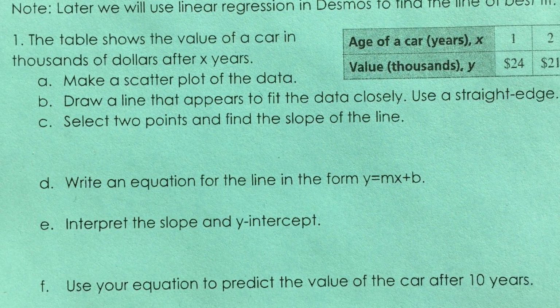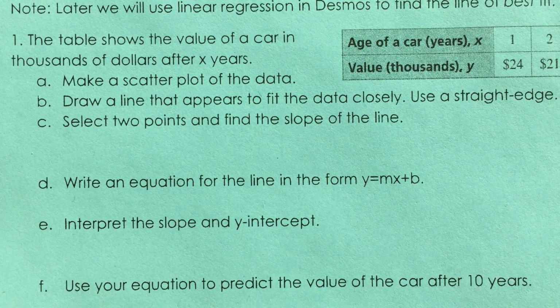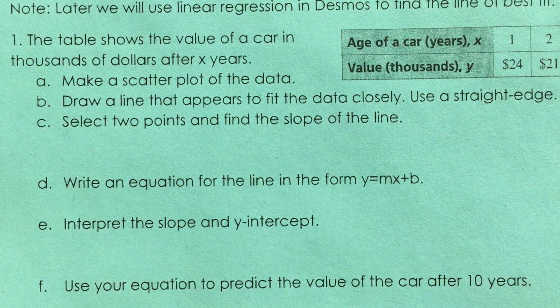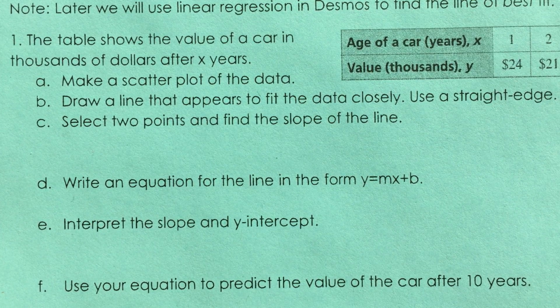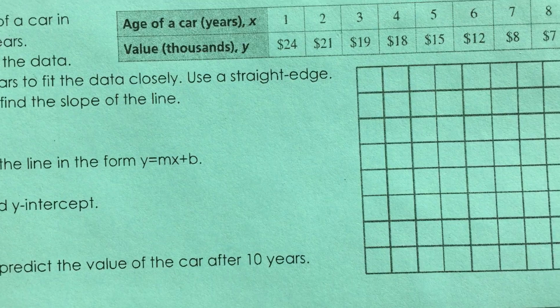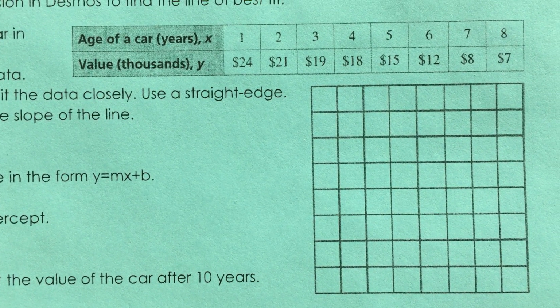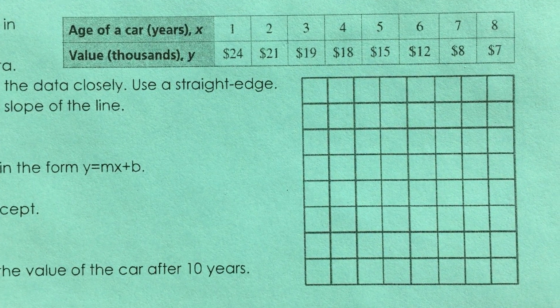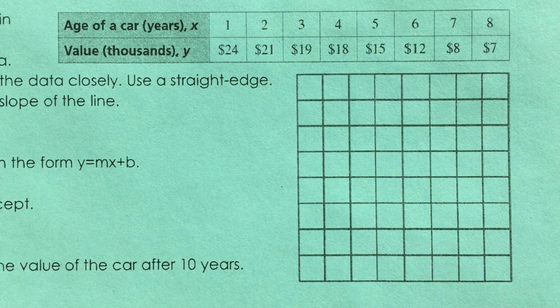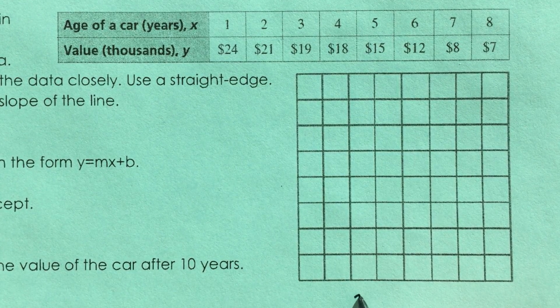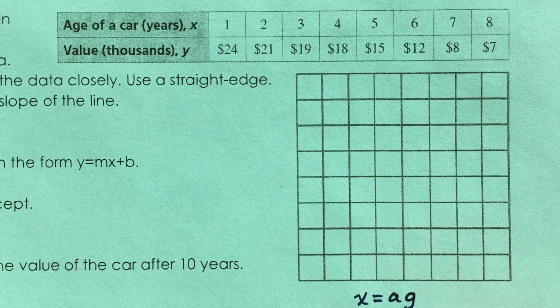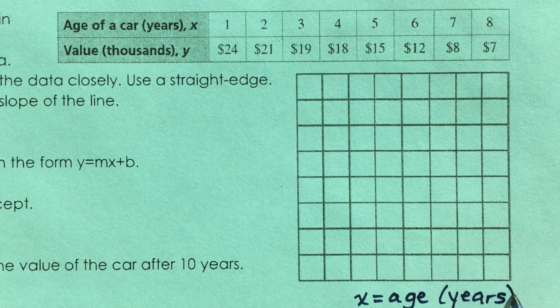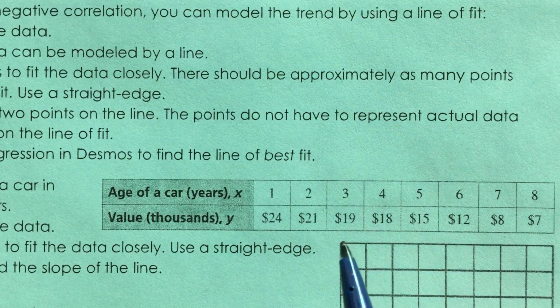But for today, we have a table here, problem 1, that shows the value of a car in thousands of dollars after x years. We'll make a scatter plot, draw the best line, find the slope, and be able to write that equation. So here we have our data, and the age of the car is given, and that's our x value. You might want to label your axes. So down here, our x is age in years. And then our y is value in thousands of dollars.